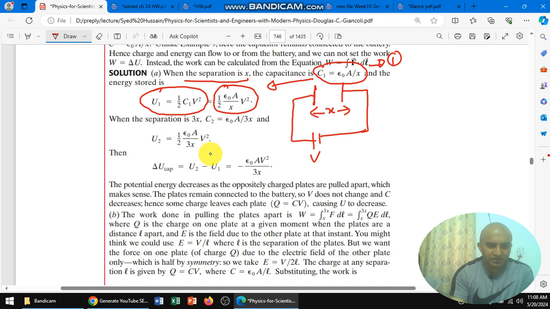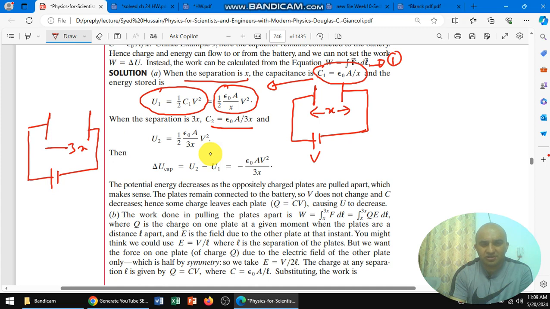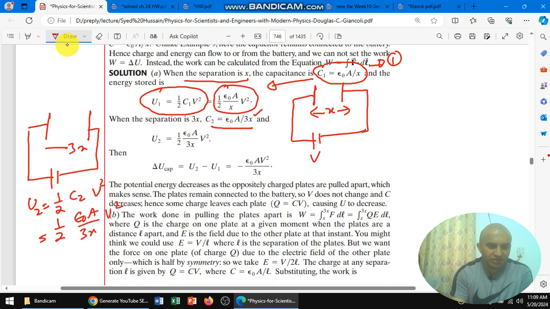Now when the separation between the plates becomes 3x, C2 becomes epsilon naught A over 3x. Instead of x we write 3x. Now the energy U2 becomes half C2 V squared, because the potential remains the same as the battery is the same. So half C2, which is epsilon naught A over 3x, into V squared.